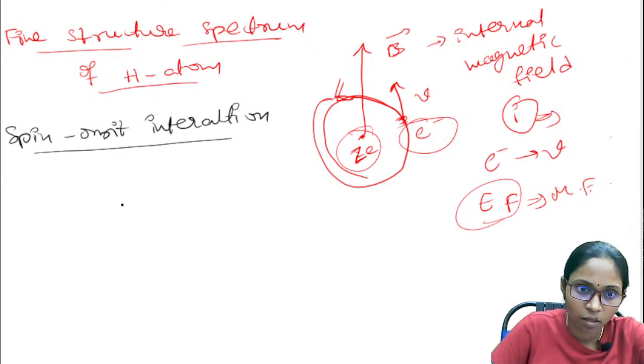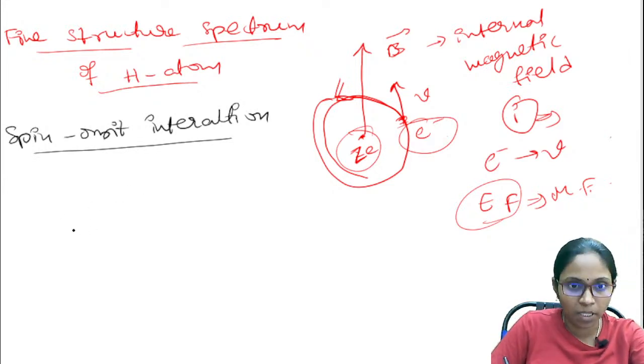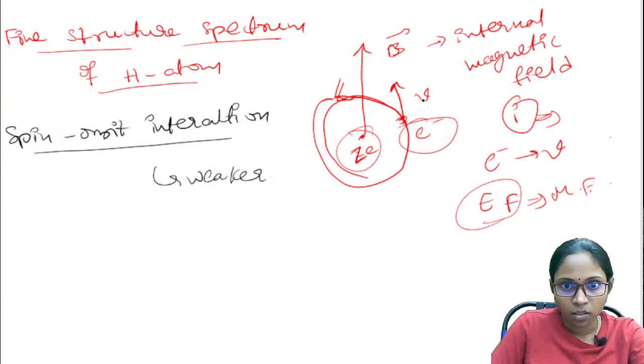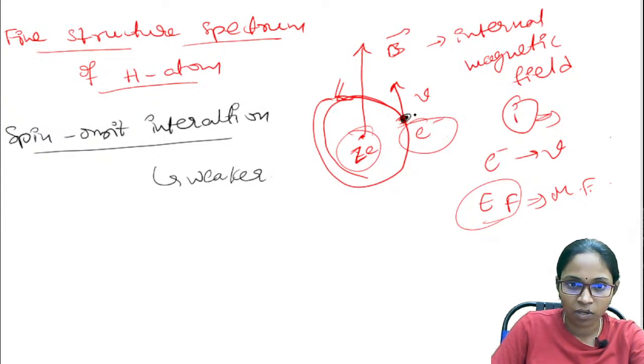As I said, in LS and JJ coupling, LS coupling is for lighter atoms, JJ coupling for heavier atoms, right? And here I am considering the spin orbit interaction as a weaker interaction. Why? Because here the electron has spin. Because of this spin motion we have the spin angular momentum, and as the electron is moving in circular orbits, we have the orbital angular momentum, mu L, mu S.